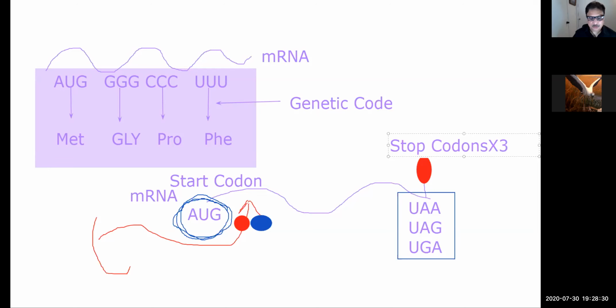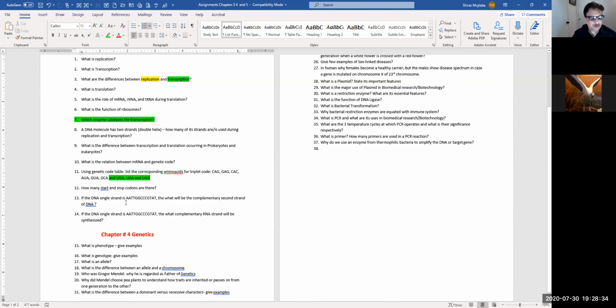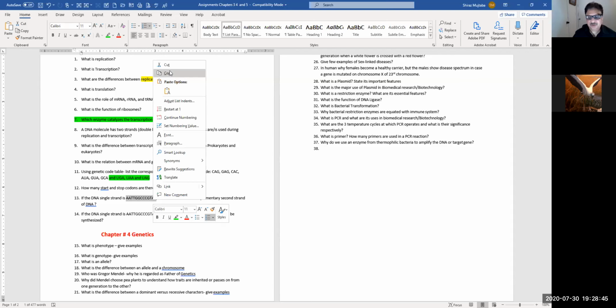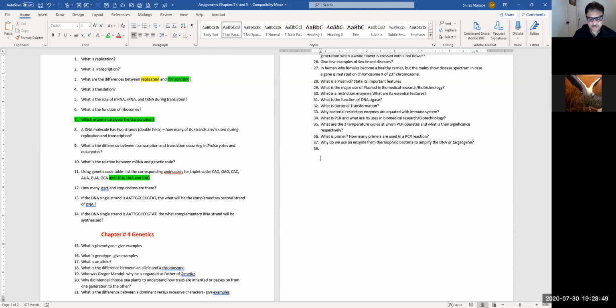What's the next question? If the DNA strand is written like this, AATT, what will the second strand be? Let me copy and paste this. I don't think I can paste it on the Google slide, so I'll do it here. If I increase the font size, this is the sequence of DNA on one strand. The question I'm asking is, what will be the sequence of nucleotides on the second strand? For A, the second strand will have T.